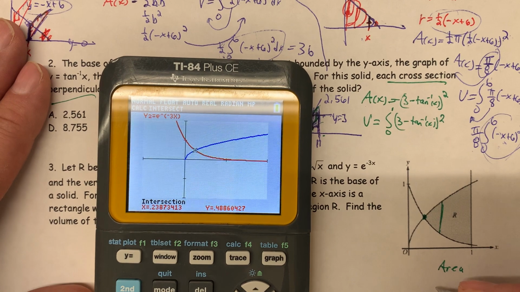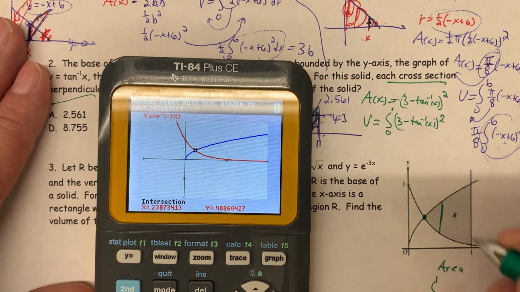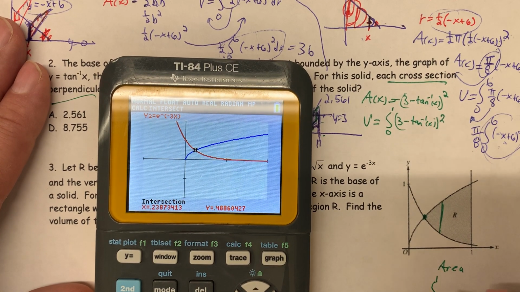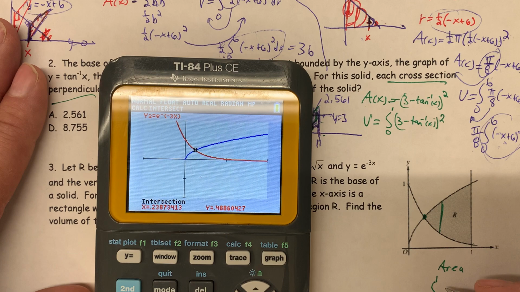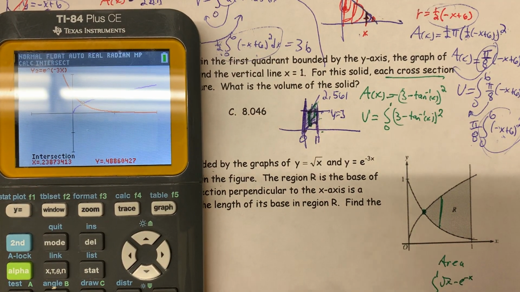So the area is the integral from 0.239 to 1. We don't have to find an intersection here because it tells us x equals 1 is the end, of the top one minus the bottom one. So square root of x minus e to the negative x.